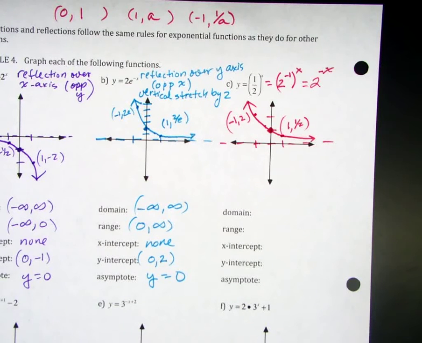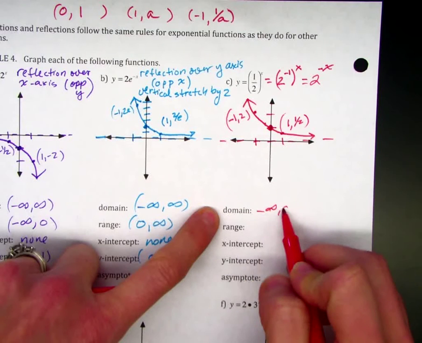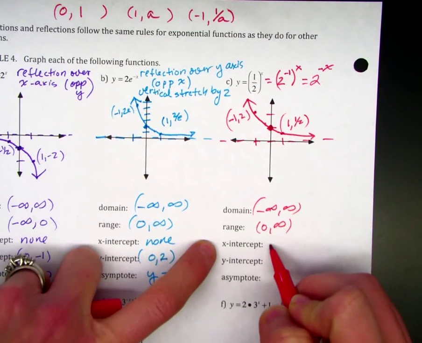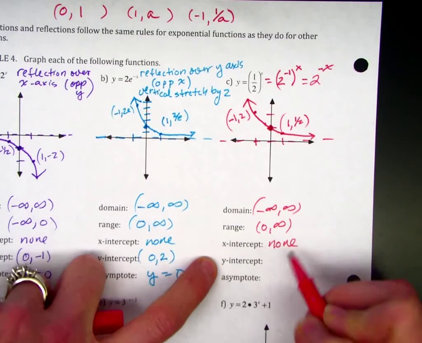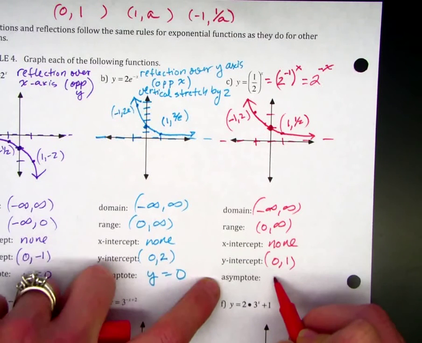Oh, actually, nope, we're not. Domain. What's a domain here? What's the range? X-intercept? Y-intercept? Asymptote?